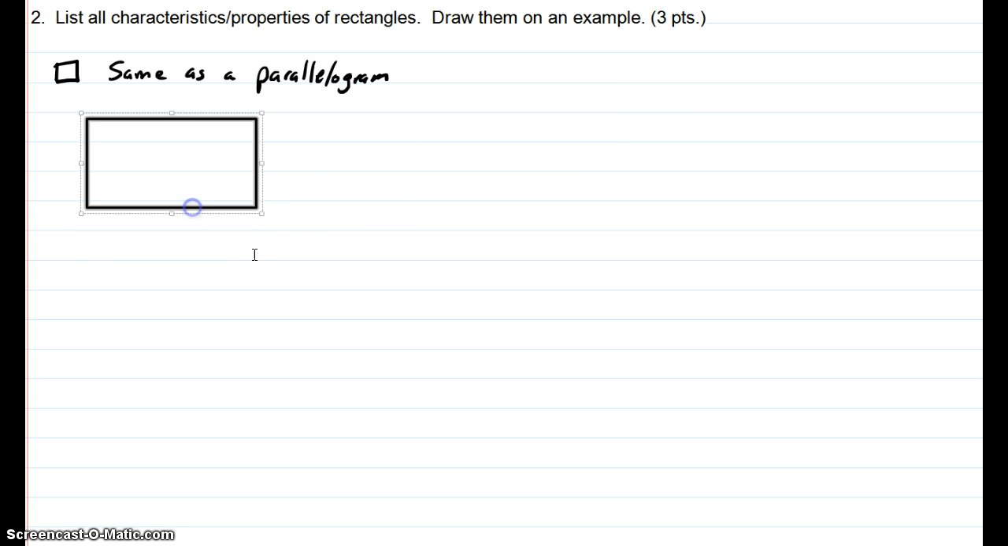So let's look at what makes a rectangle. And so what's going to make it a rectangle is that we have 4 right angles. And I like to say it's a parallelogram with 4 right angles.